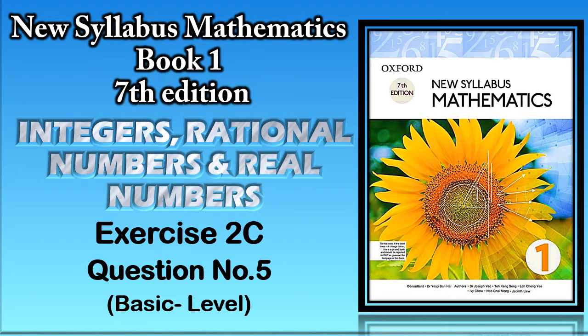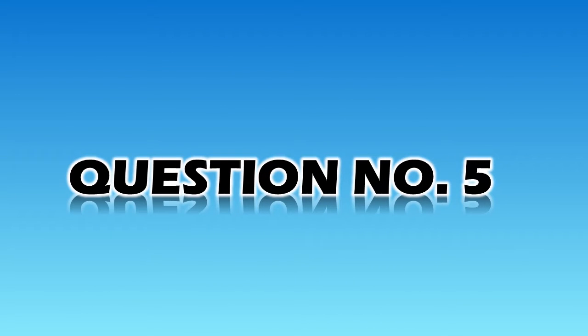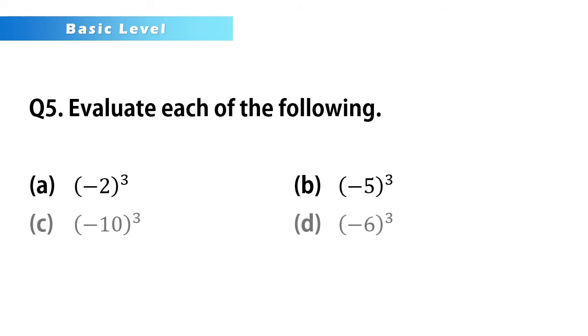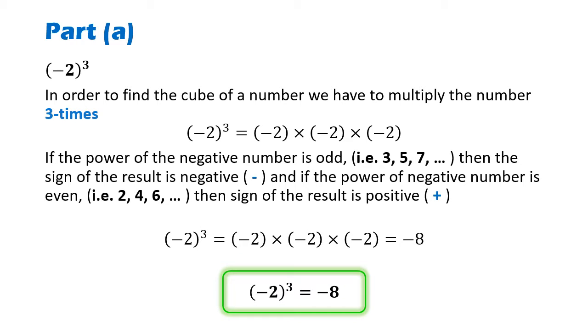New Syllabus Mathematics Book 1, 7th edition, Chapter 2, Integers, Rational Numbers and Real Numbers, Exercise 2C, Question number 5, Basic Level. Question number 5. Evaluate each of the following. Part A. Cube of minus 2.